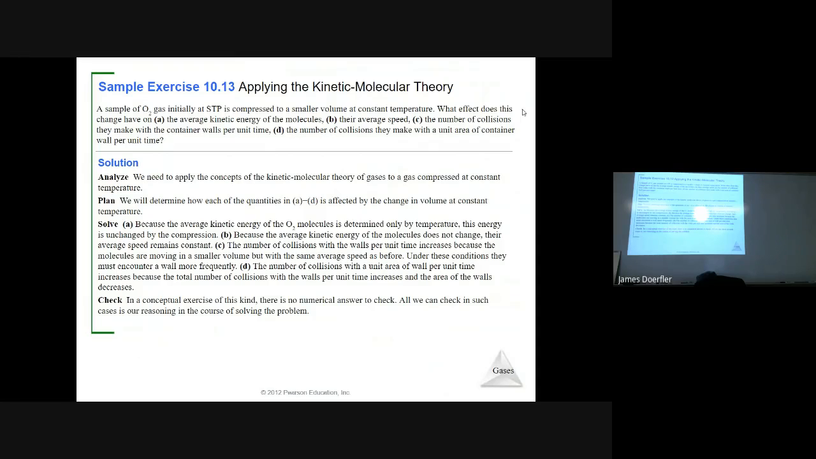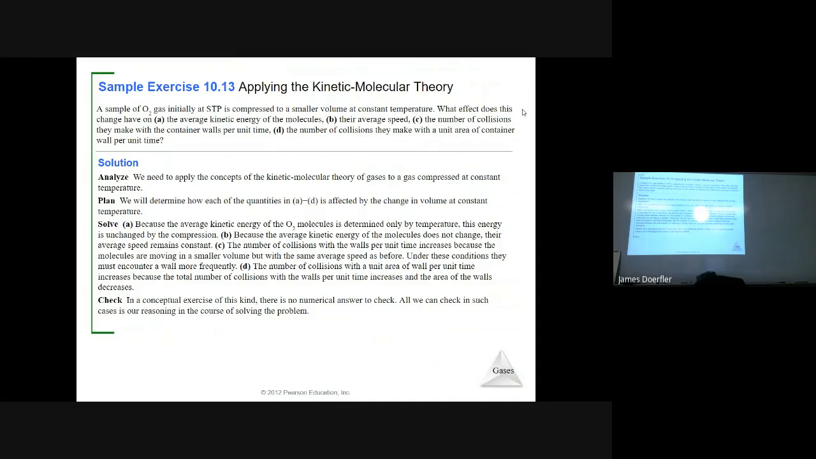And what's maintaining constant? What's staying the same? Temperature. So if we're not changing the temperature and simply reducing the volume, is that going to speed up the molecules at all? No. We're not adding energy to the system, so that's not going to change. What about the average speed? Well, if their kinetic energy is not changing, do you think their speed's going to change? Nope, it's not going to change either.